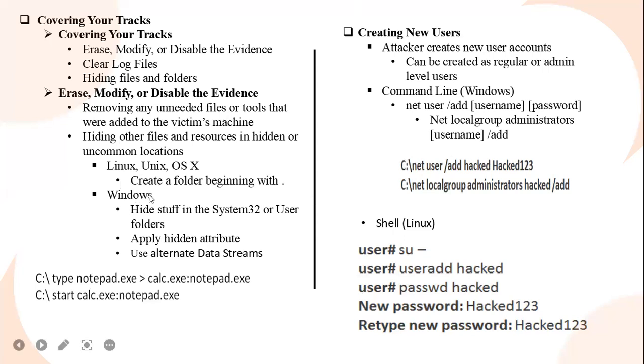If it's a Windows file, hide stuff inside the system32 or user folder. You could right click on the file and make it hidden, or you could use an alternate data stream. That is this explanation here. Type notepad.exe, calc.exe, notepad.exe, start this. So whatever you have here is not being hidden inside this calculator, right?